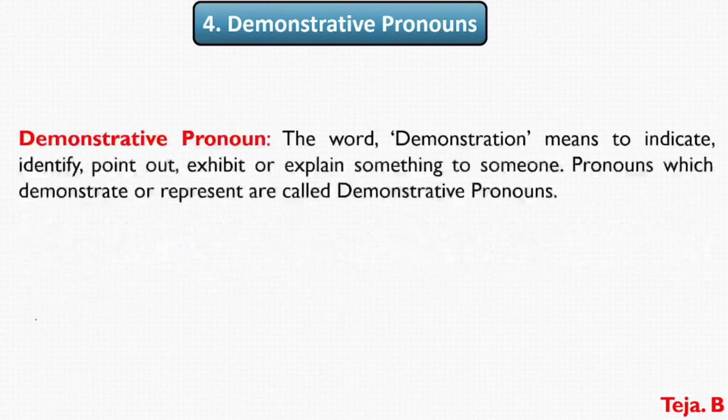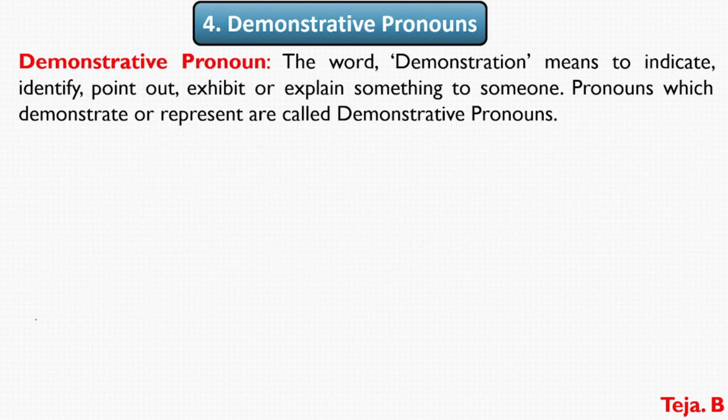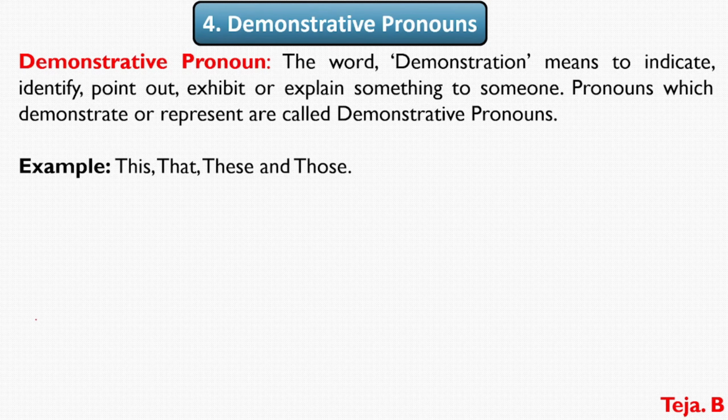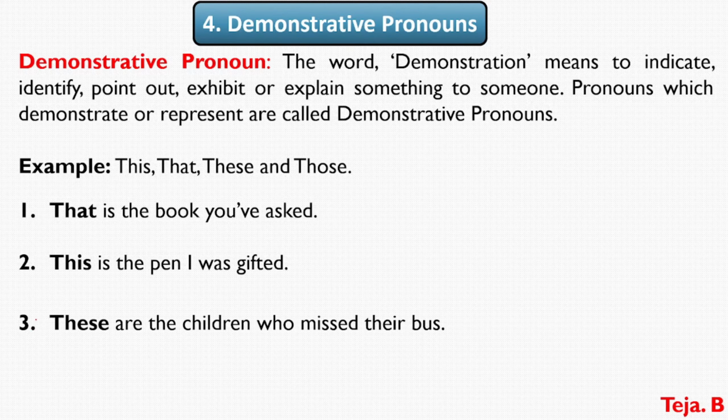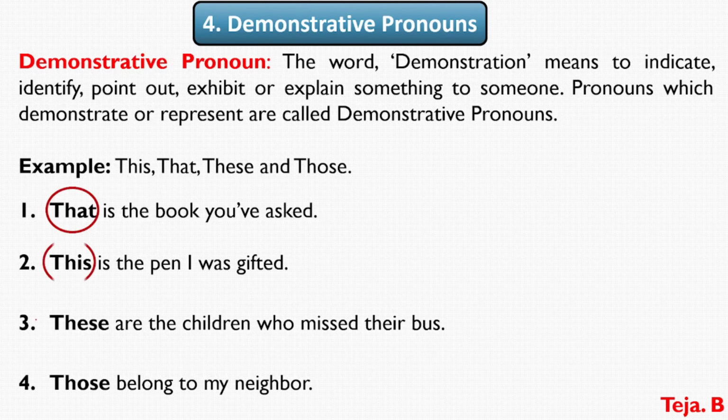Demonstrative pronouns. The word demonstrate itself indicates the meaning. Demonstrate is what we call exhibiting or explaining something to someone. This, that, these, those. For example, this is the book you have asked for. That is the book you have asked for. This is the pen I was gifted. That is the book I was gifted. And, these are the children who missed their bus. In these examples, that, this, these, those are the pronouns. That's what you call demonstrative pronouns.